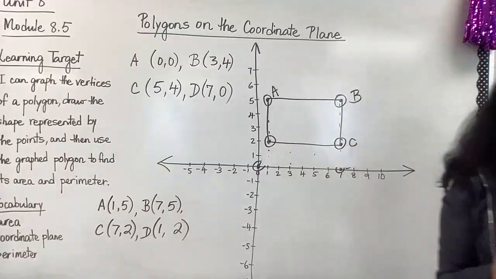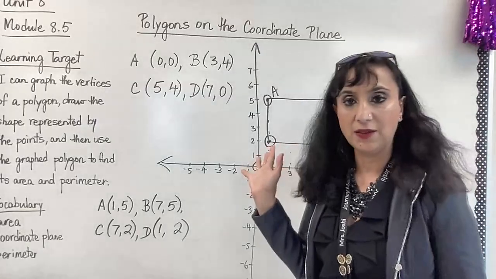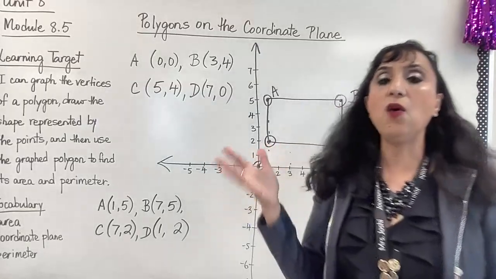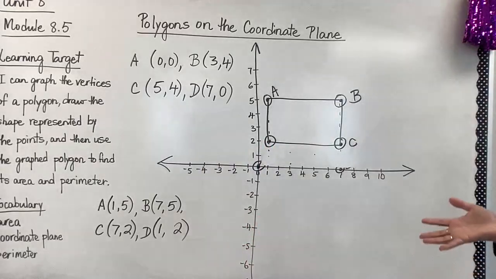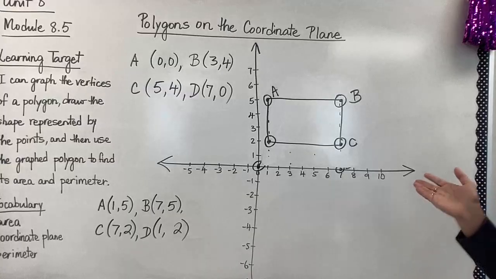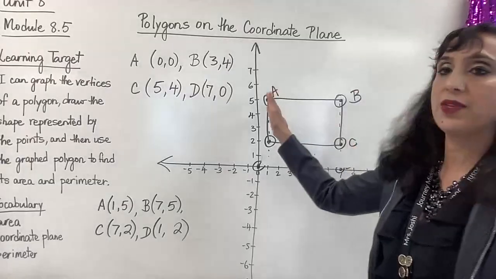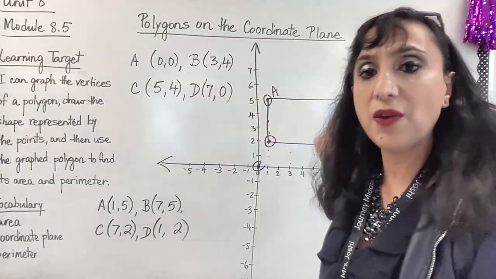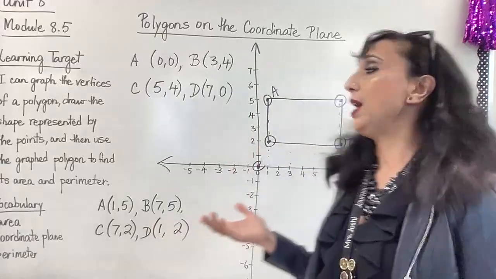And what polygon have I just created? I have created a rectangle. All right? And now what I'm trying to do is calculate the distance between these points so that I can calculate the total perimeter, because perimeter is the distance around a shape.